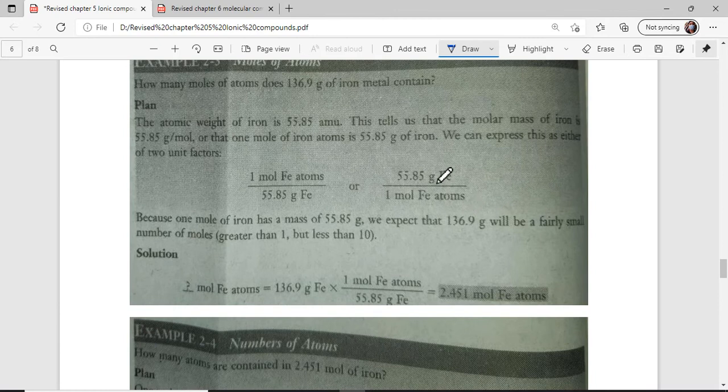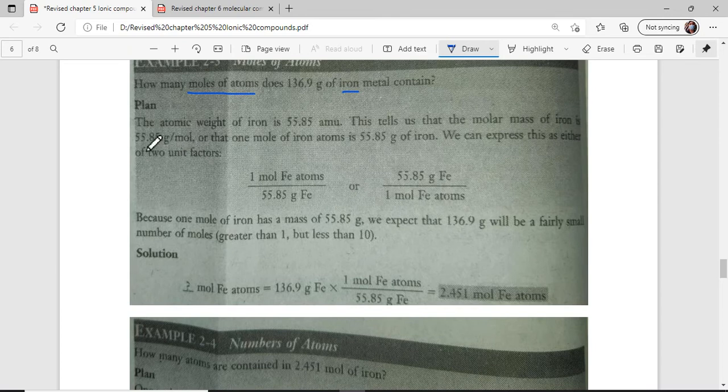First, since we are already given a sample of iron, Fe, we'll be using that. How many moles or atoms does 136.9 grams of iron metal contain? You are asked for how many moles of atoms. The atomic weight of Fe is 55.85 amu. This tells us that the molar mass of iron is 55.85 grams per mole. That is the molar mass, grams per mole.